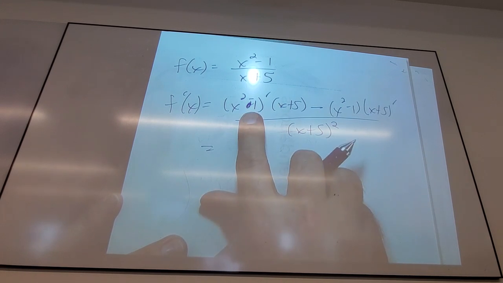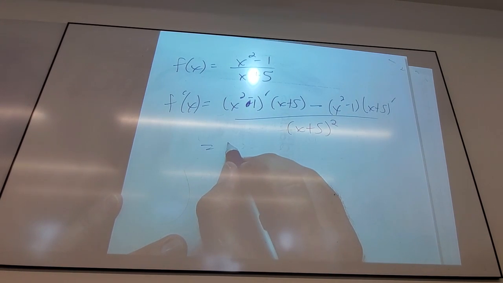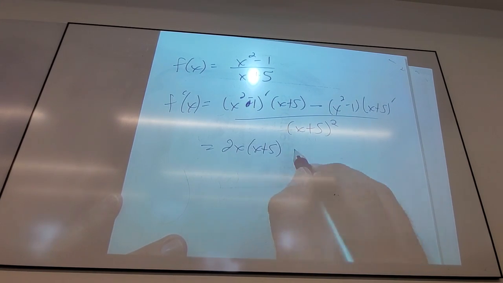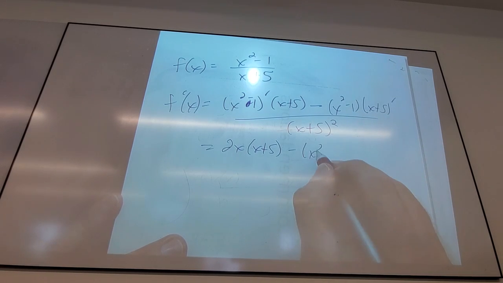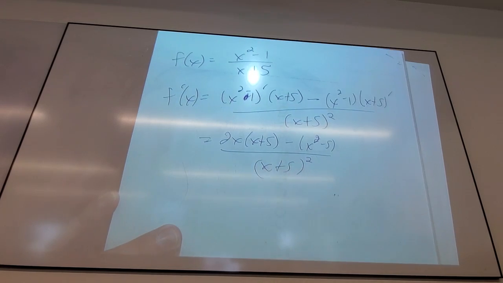What's the derivative of x squared minus 1? 2x. And then this is still here. What's the derivative of x plus 5? Now, can anyone see what the biggest mistake is on this problem?